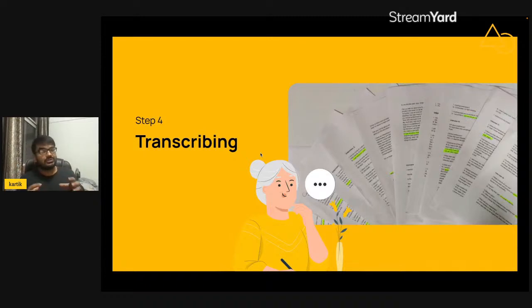So we note down, okay, this problem statement is occurring with, let's say, 10 out of 12 users. So this is the most major problem statement which we have to solve. Okay, this insight is repeating with, let's say, 8 out of 12 users. So this is the most crucial insight which we have to use to drive our UX solutions, or to solve our particular problems. So this is also a very important step.